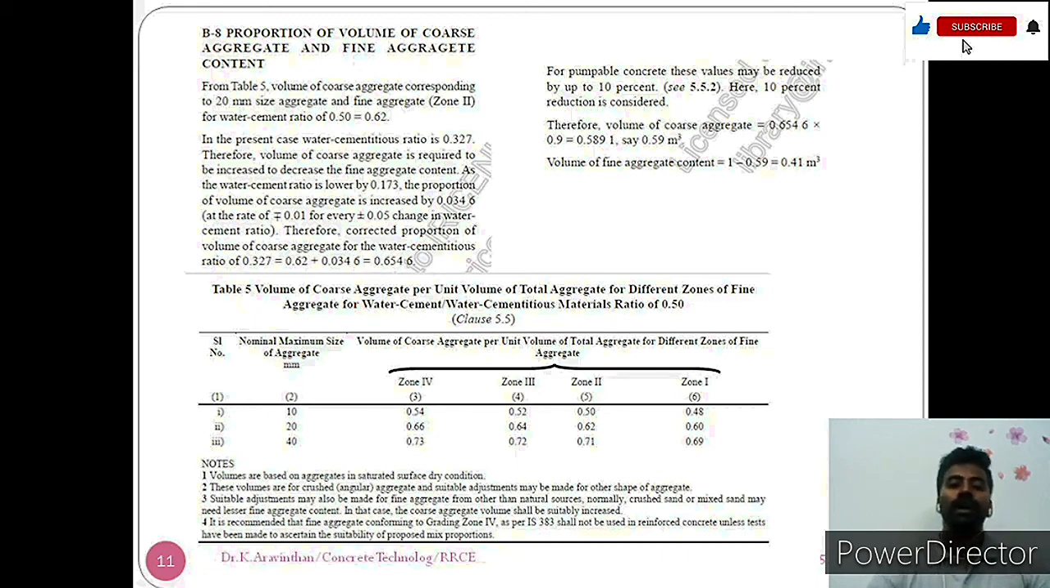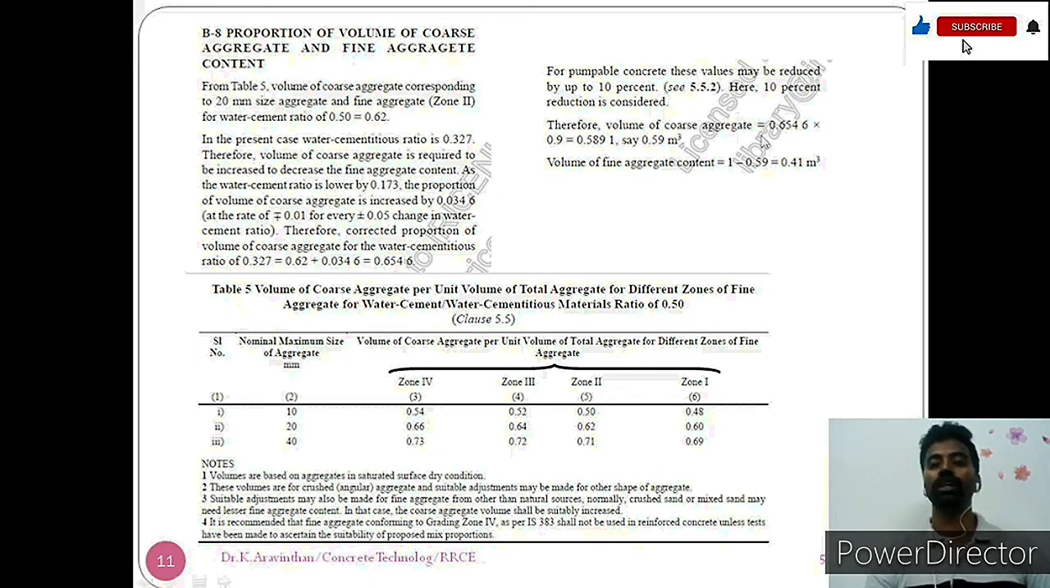So finally the coarse aggregate volume should be 0.6546. And there is also a condition here. The concrete is being pumped, so you need an additional amount of fine aggregate, so that you can reduce the coarse aggregate by up to 10%.